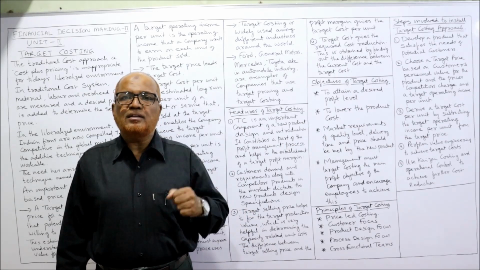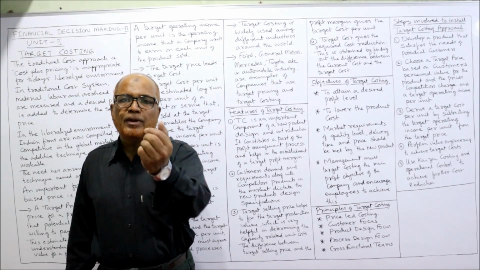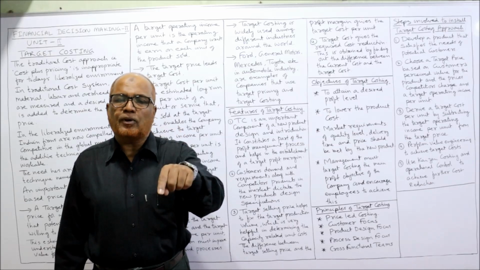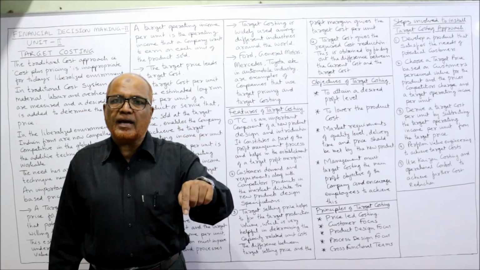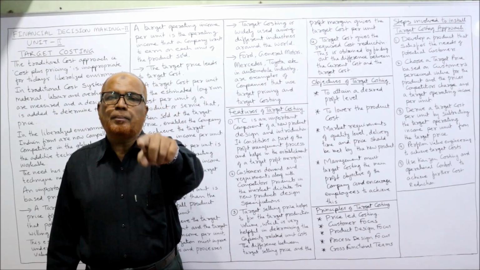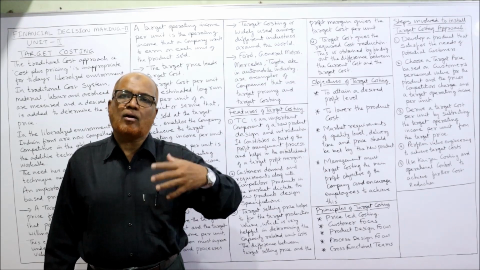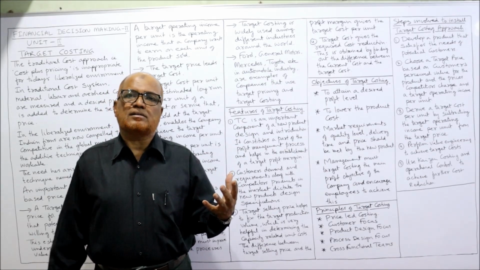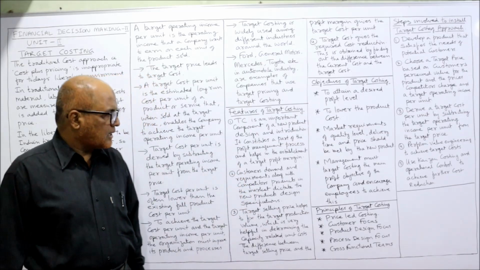So after considering all these things, only then are we designing the product. We are specifying the product. That means definitely the product will be absorbed in the market. We are producing and selling that product which is required by the customers. We are selling at the price which the customers are ready to pay. We are making the product according to the competitor's status. So all these things will be met by using this target costing.